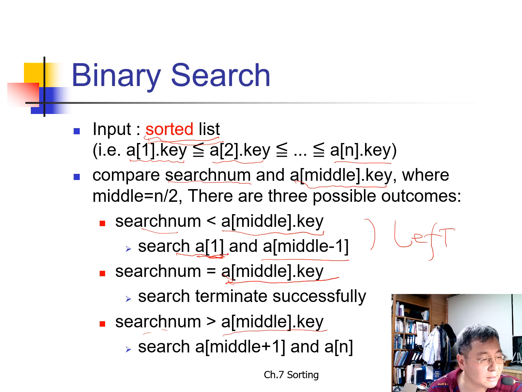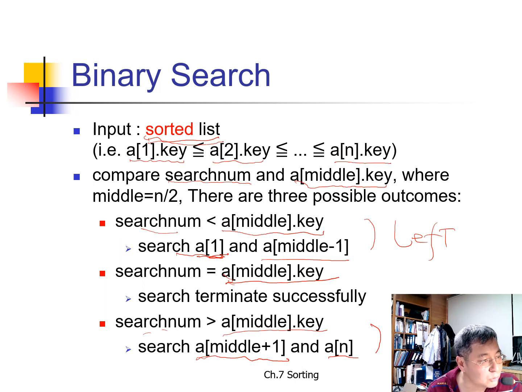Then that means that the search num will exist on the right part of the input array. So we will search only from index middle plus 1 to index n. This is the right part of the input values. Using this, it is called binary search.